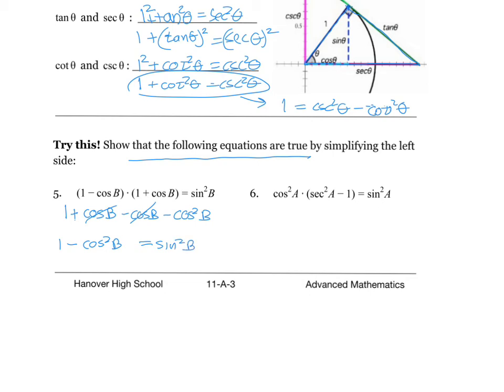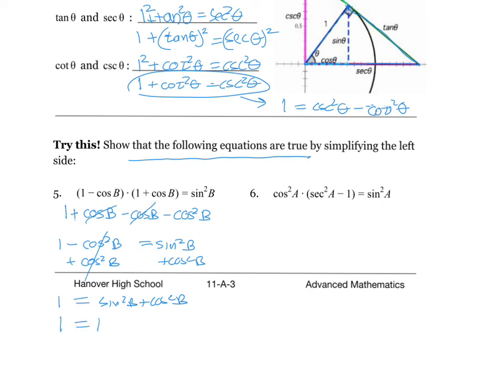Well, we could rewrite the left-hand side of this, or we can continue doing algebraic operations until we get something that is undeniably true. For example, I can add cosine squared b to both sides, and I'll get 1 equals, because that's going to cancel that out, sine squared b plus cosine squared b. And at that point, I'm actually good, because 1 equals 1.